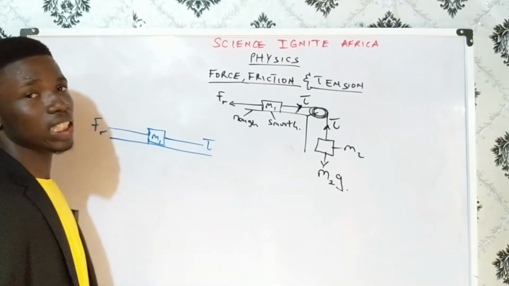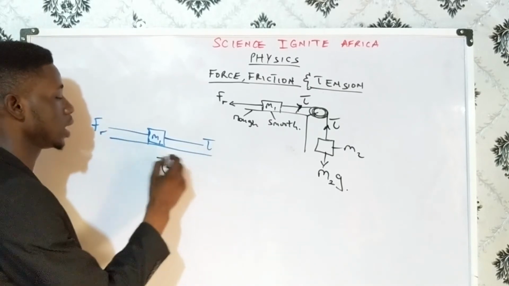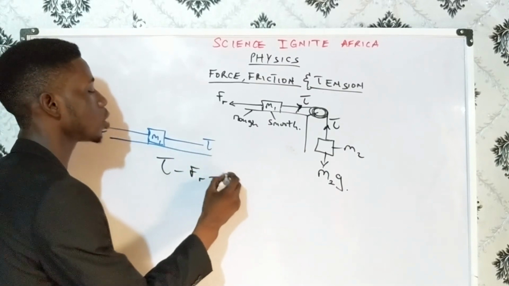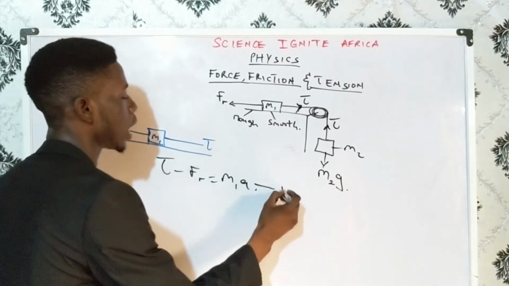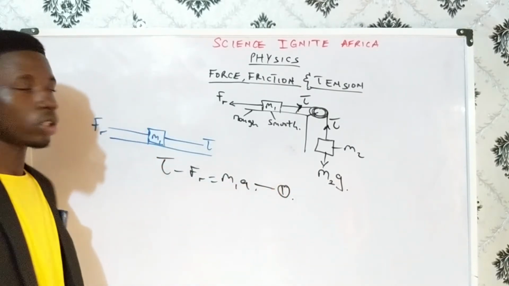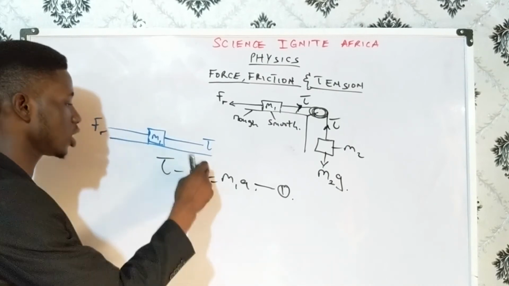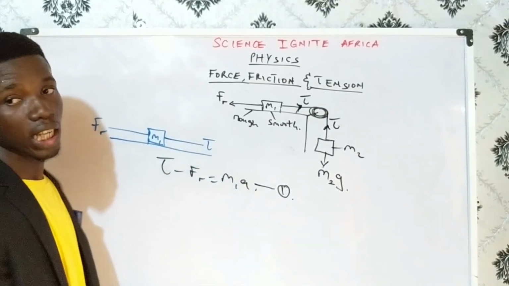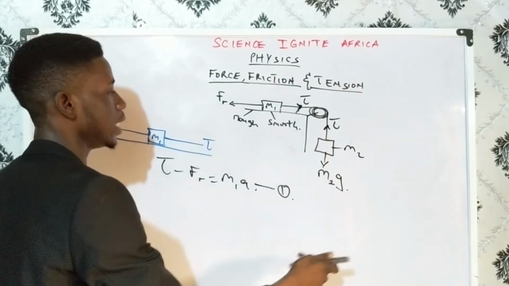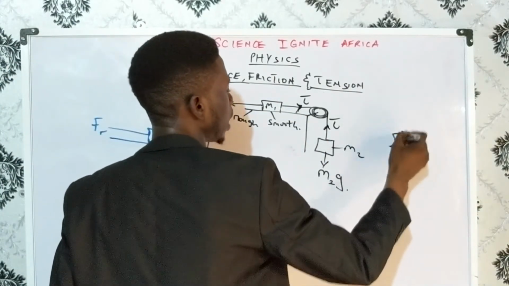So if this thing actually accelerates, that means that T minus Fr equals M1 times the acceleration. I can call this one equation 1. Because if it actually accelerates, then the tension must have been greater than the frictional force. So the tension minus the frictional force will be equal to what? M1 times A.